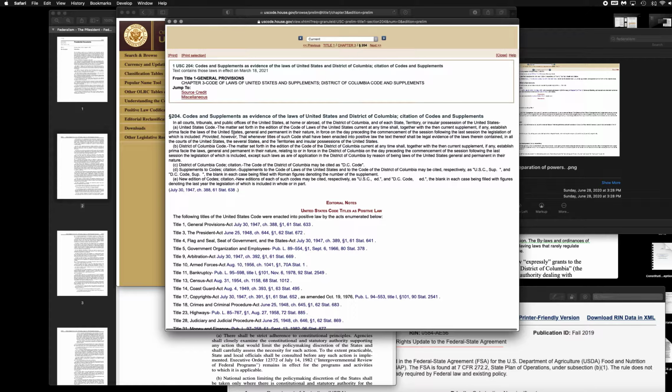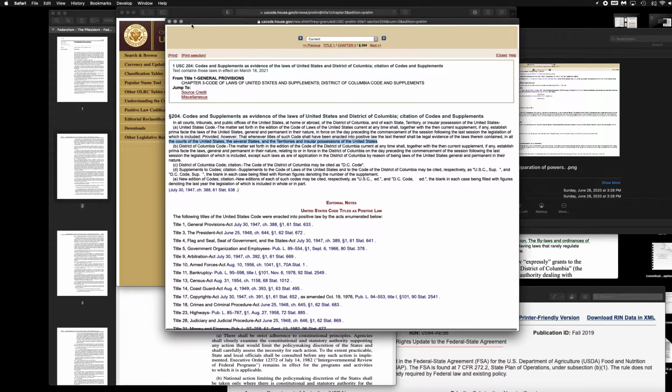So for anything to be considered, any writing, any title to be considered a law, it says right here, it has to be enacted into positive law. And only then can it be used as legal evidence of the laws in all the courts of the United States, the states, territories, possessions. Okay?